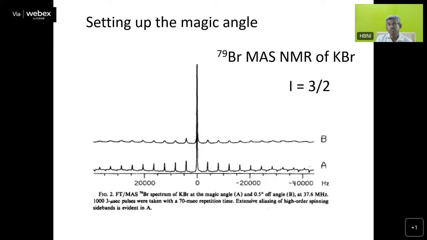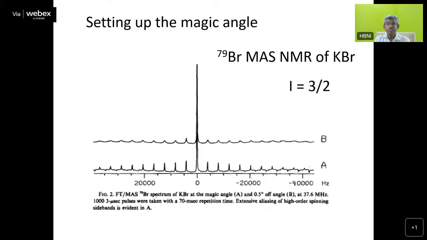Each chlorine is surrounded by 6 sodium ions. Similarly, in KBr, each bromine is surrounded by 6 potassium ions. So we have octahedral symmetry first of all, and we have a pure material. And then, if you see, only one signal is there, which is also an advantage. So we can monitor the sideband patterns as a function of spinning frequency.